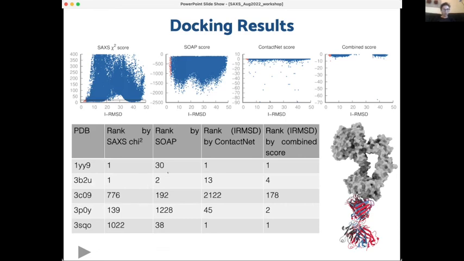And if we look at the results for 5 complexes, we can see that using SAXS chi-square, 2 of them do rank the correct model as top scoring, but 3 don't. Using SOAP, statistical potential, only 1 of them ranks it as a good scoring one. Contact net ranks 2 as top scoring ones, but the combined scoring does much better, and we can see that 4 out of 5 actually do rank the correct model among the top 5. So integration of information really helps us a lot.